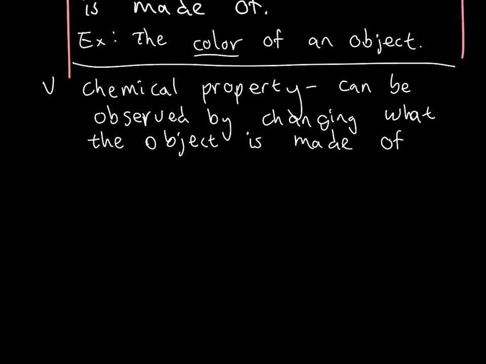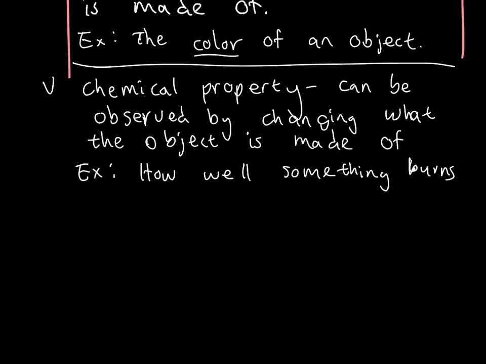And an example of this would be how well something burns. So for example, if you were testing how well paper burns, and you burn a piece of paper, you return to ash, which is not the paper anymore. It's made out of something completely different.